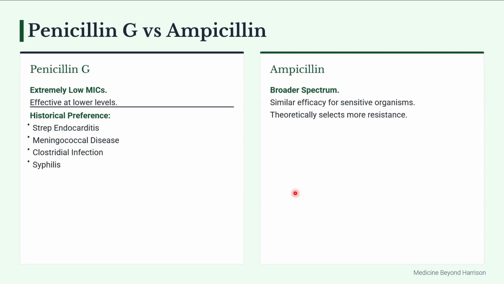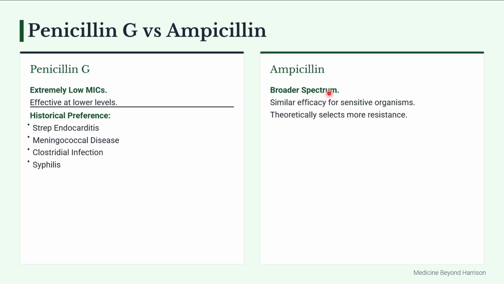Penicillin G has an extremely low minimum inhibitory concentration, so it is effective even at very low dosages. Historically, it is used for Streptococcus endocarditis, meningococcal disease, clostridial infection, and syphilis. Now it has predominantly gone out of favor because of the complex dosing guidelines and the availability of better drugs that are better tolerated and have lower adverse effects, such as ceftriaxone.